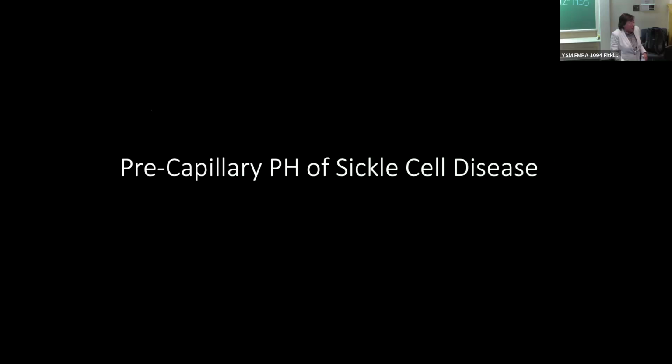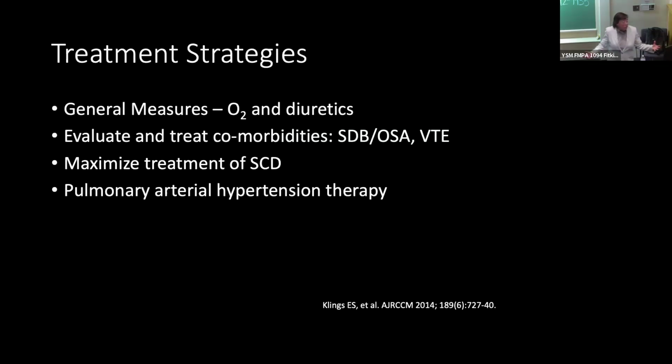And so this is precapillary pulmonary hypertension in sickle cell disease. And so what do we do for this? What we do for this, I sort of break it into 4 buckets. If the patient's hypoxic, we put them on oxygen. This used to be a controversial idea in sickle cell disease. We'll move past that because that was really sort of magical thinking.